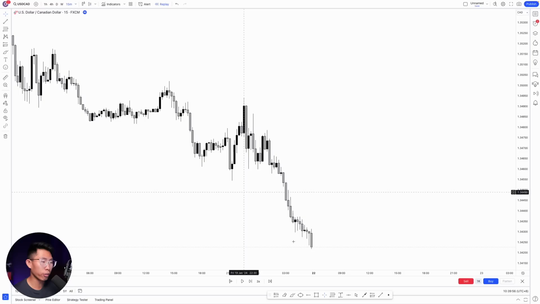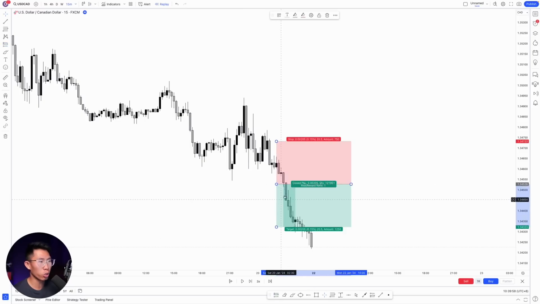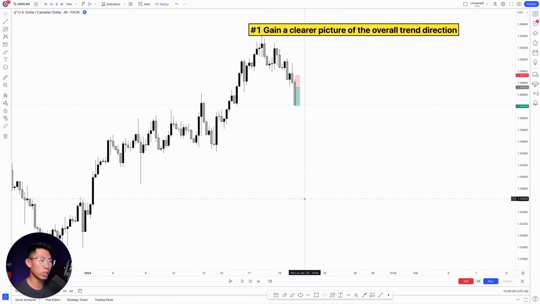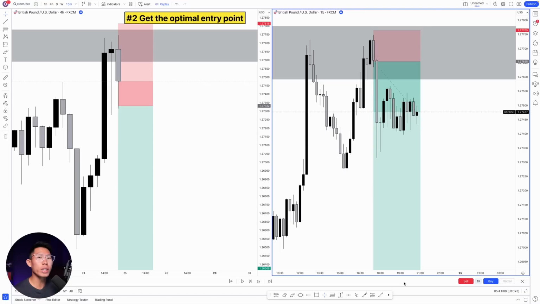For example, let's say you're on a 15-minute time frame and you enter for a sell because you saw that price was in a downtrend. And then you will never know when this overall uptrend is going to come into the market and push the price up, and you're going to get stopped out of your short trade right here. So make sure you take note of this. The second reason is that you want to get the optimal entry point.